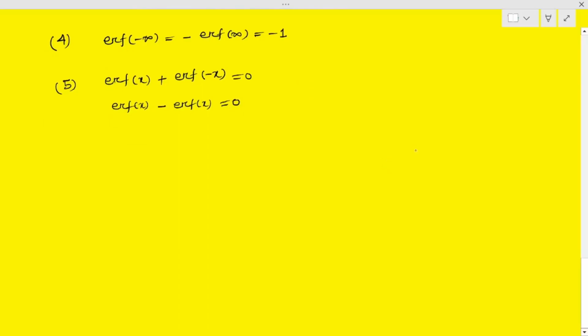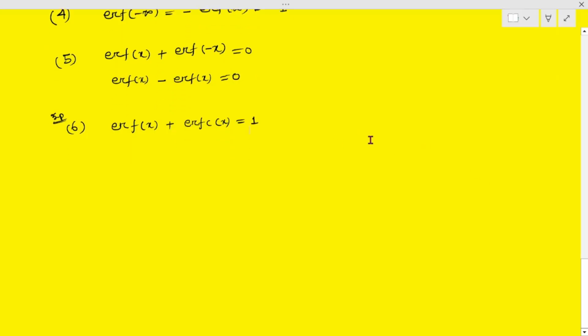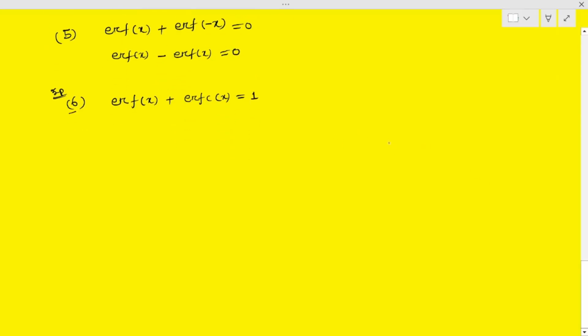Now the sixth property, one of the important properties or characteristics, that is error function of x plus complementary error function of x equal to 1. This we have to prove. This is one of the important properties. If this question is asked, it is for 3 marks. So carefully watch the sixth characteristic or property here.